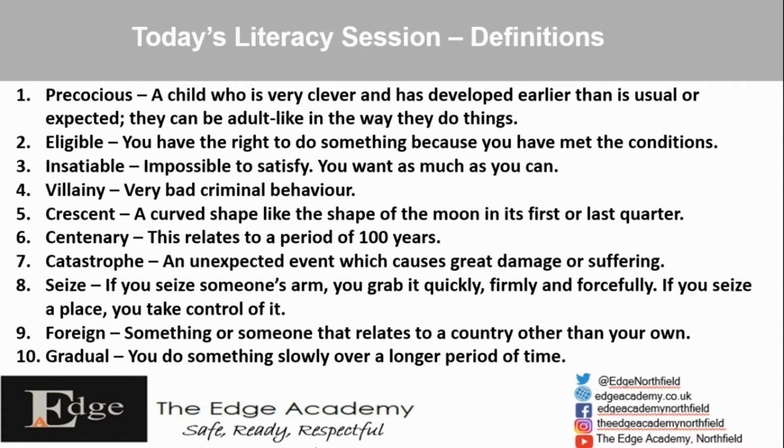A centenary represents a period of 100 years. So, for example, there may be a centenary of 100 years of the First World War or the Second World War. Catastrophe. A catastrophe is an unexpected event which causes great damage or suffering. So, for example, if a hurricane hits a country and the landscape is devastated, people will say that hurricane was a catastrophe.